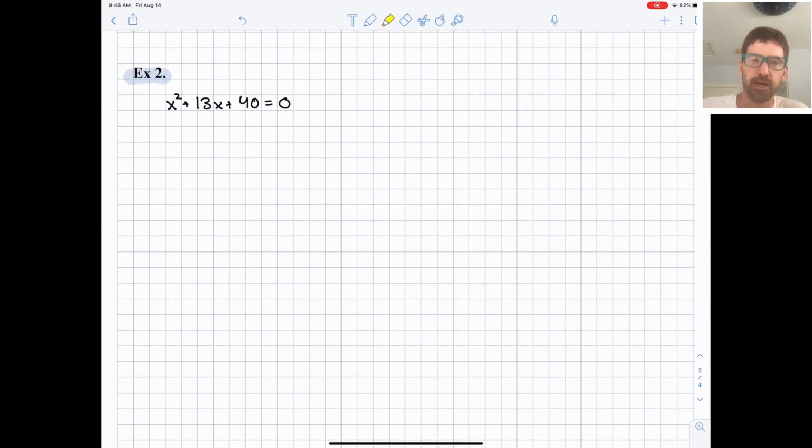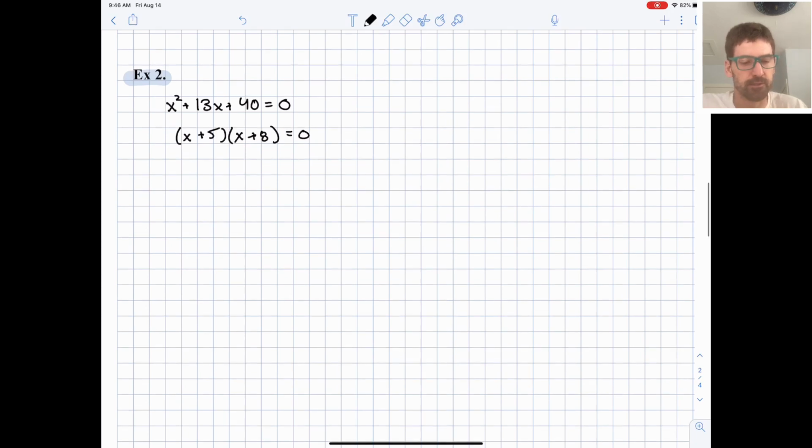And so now we don't have a product of a couple things equal to 0, but we do have something that we can factor. And so this is what we will be doing a lot in this unit. We'll be trying to factor quadratic expressions, make sure they're equal to 0, and then use the zero product property. Looks like this is going to be x plus 5 and x plus 8.